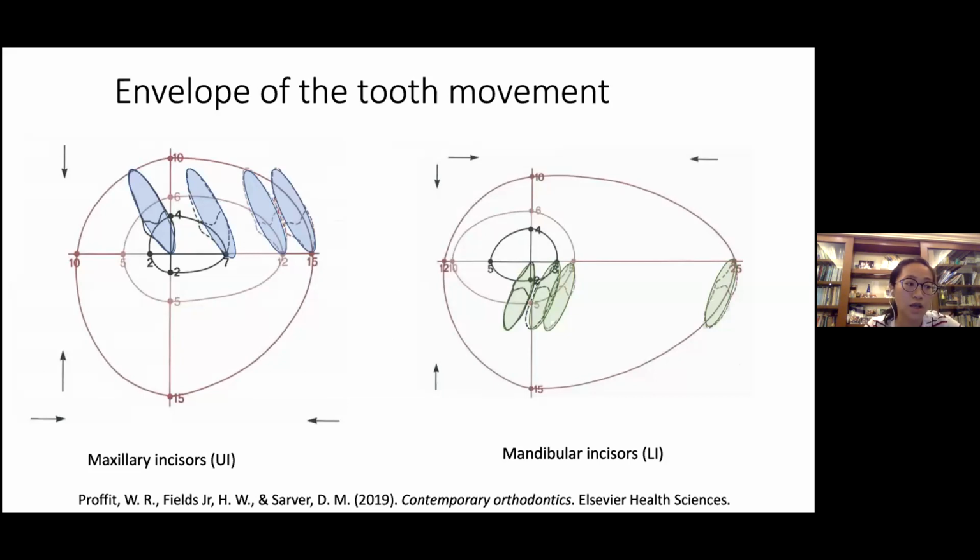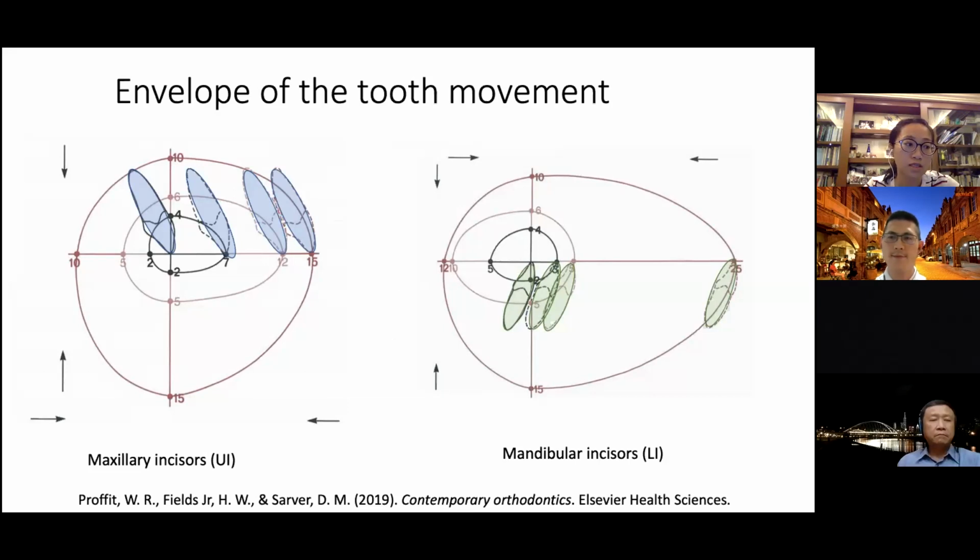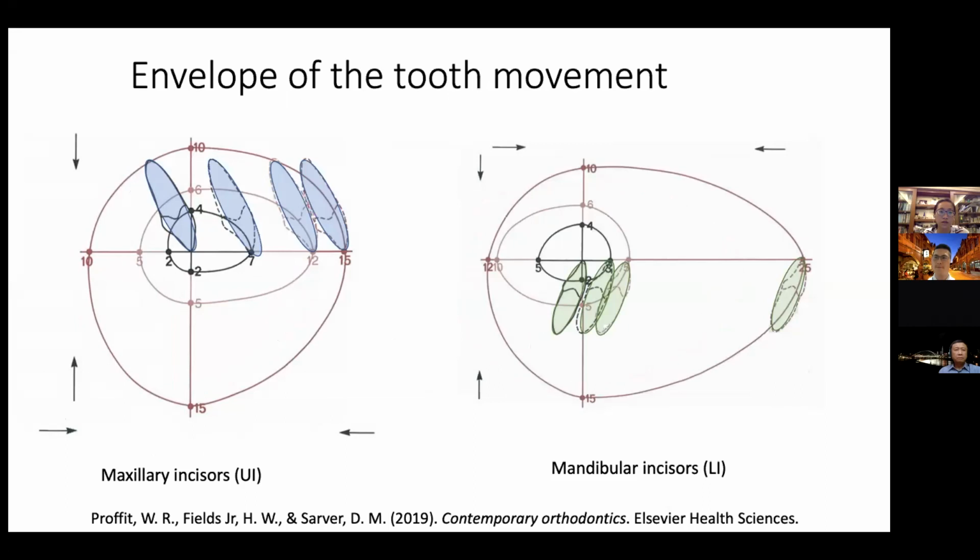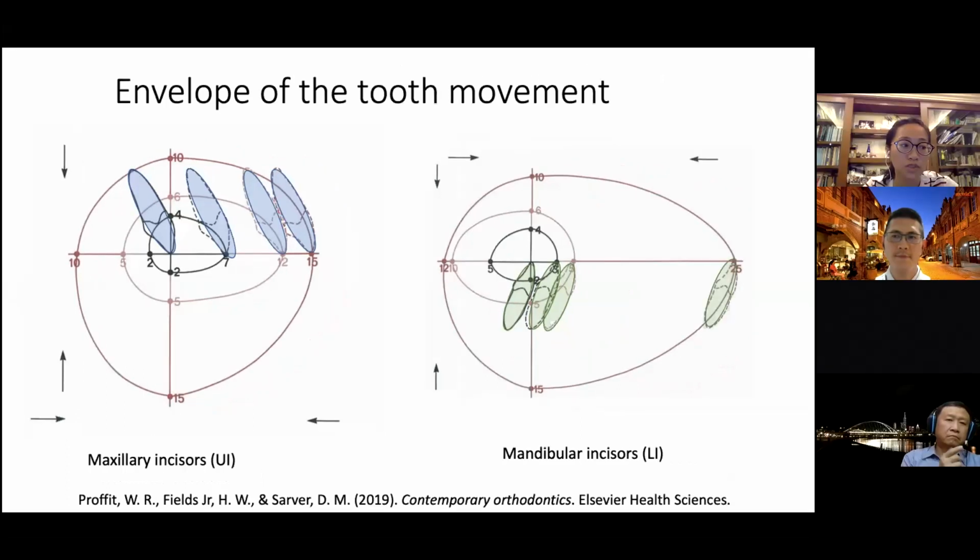And how far can we move the teeth? First, we orthodontists should be very familiar with the envelope of tooth movement. From this picture, we see the outer envelope shows the upper incisor and lower incisor tooth movement combined with orthognathic surgery. The middle envelope is the orthodontic tooth movement combined with skeletal anchorage. And the inner envelope shows only the orthodontic tooth movement.